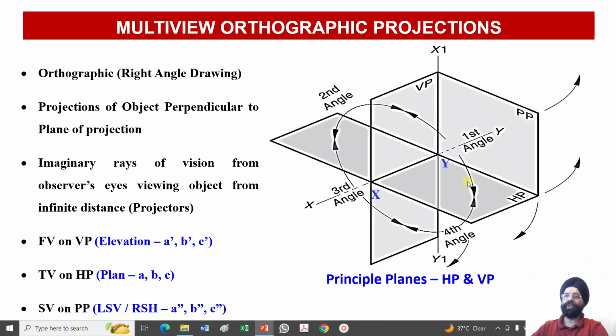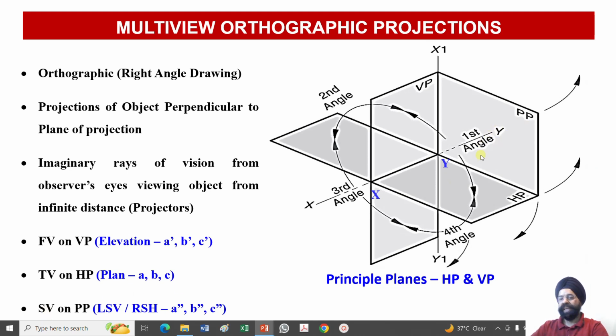So we are not going to tell you whether it is an elevation or a plan or a side view. The moment we write A dash, B dash, C dash over here on the vertical plane, it means it is a front view. The moment we put down the alphabets A, B, C on the top view on HP, it means we have drawn the top view.